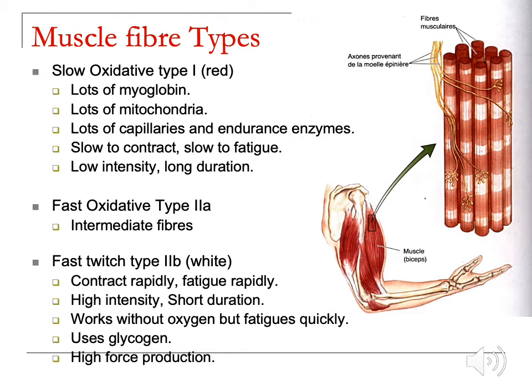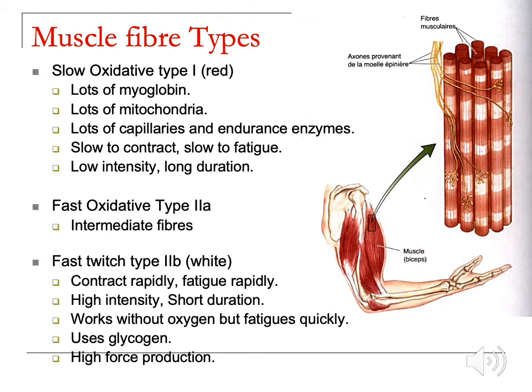They have lots of large mitochondria. Again, people who have studied energy systems before will hopefully remember this cell, mitochondria, often referred to in some texts as the powerhouse of the cell. It is within mitochondria where aerobic energy production takes place. So the more mitochondria you have and the bigger they are, the more oxidative energy can be produced.